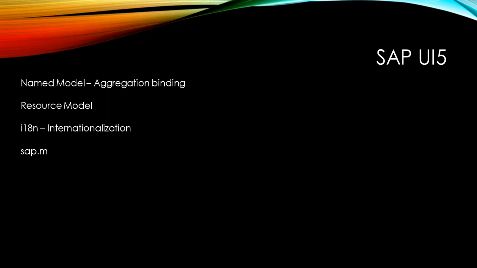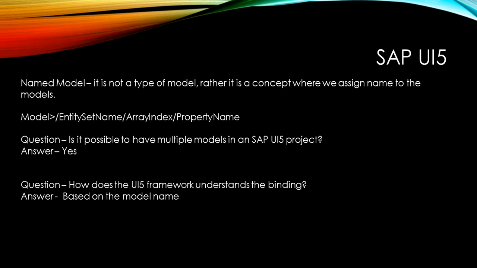Till our last class we have seen the concept of named model. We have seen how we perform the binding using the named model. As we have also seen, it's not a type of model, rather it's just a concept, guys. Now how do we perform the binding with the named models? We have to see the name that we give to the model. We have to add a greater than symbol after the model name.